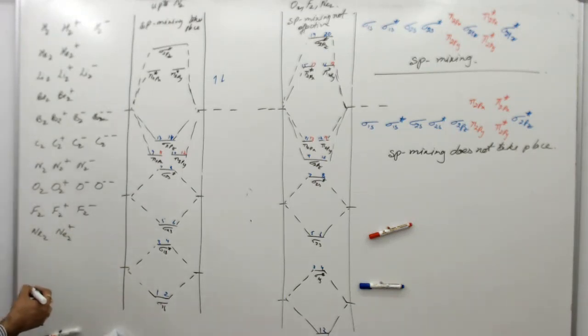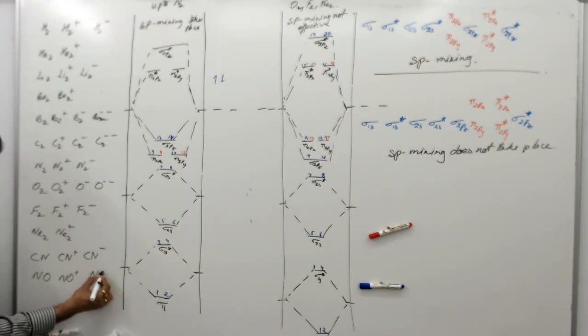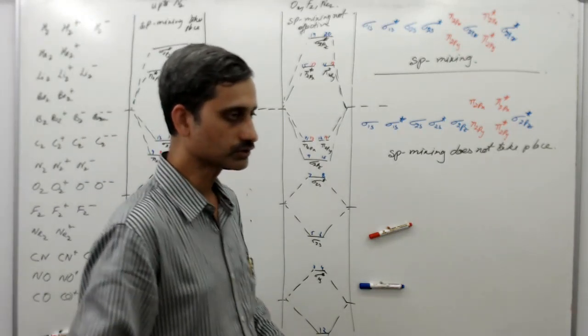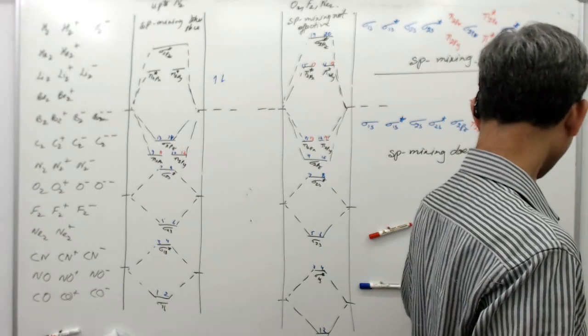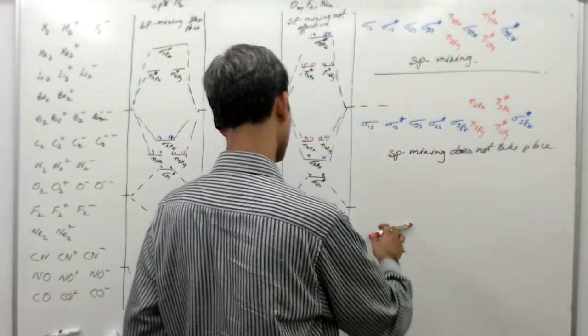Now, when you are going to do this question in FitG, they are going to give you certain other compounds as well, and those would be CN, CN plus, CN minus, NO, NO plus, NO minus, CO, CO plus, CO minus. Now you are going to make these diagrams. Now what exactly you are going to do in it?